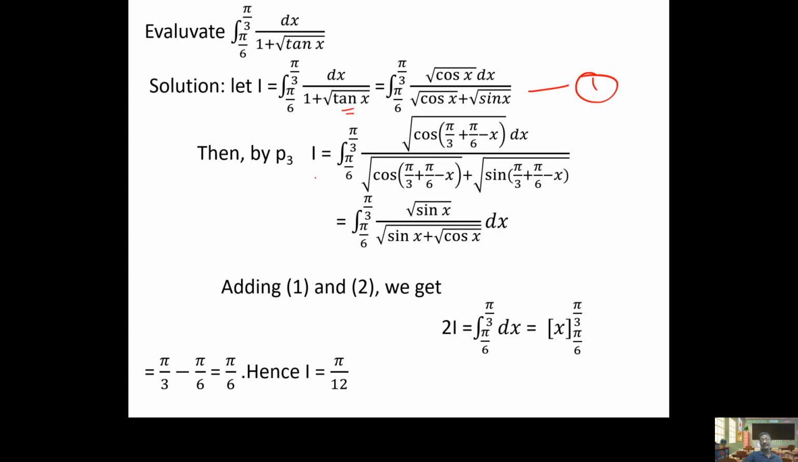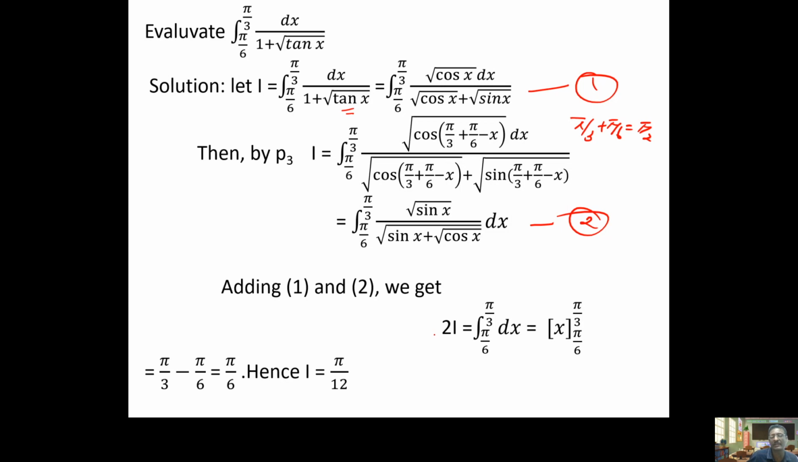P3. P3 is what? Integral a to b f of x dx is equal to integral a to b f of a plus b minus x. So I is equal to integral pi by 6 to pi by 3 of root of cos(pi by 3 plus pi by 6 minus x) dx by cos(pi by 3 plus pi by 6 minus x) plus root of sin(pi by 3 plus pi by 6 minus x). So pi by 3 plus pi by 6 is pi by 2, pi by 2 minus x. Cos of pi by 2 minus x is sin x. So root sin x by root sin x plus root cos x. This is equation number 2.